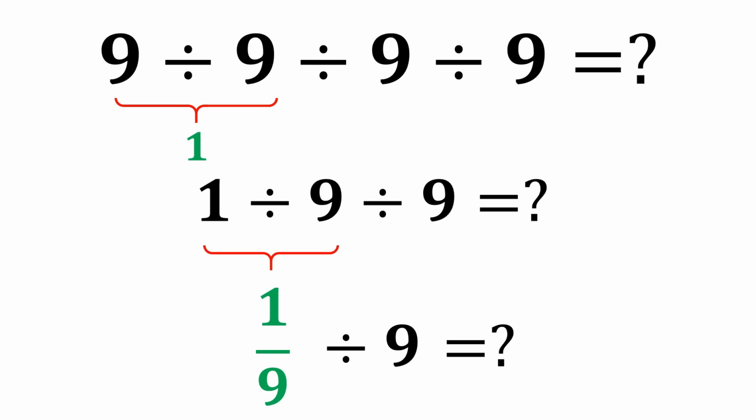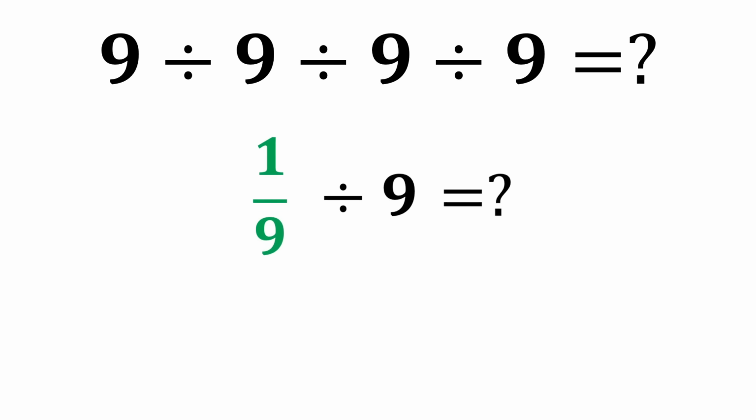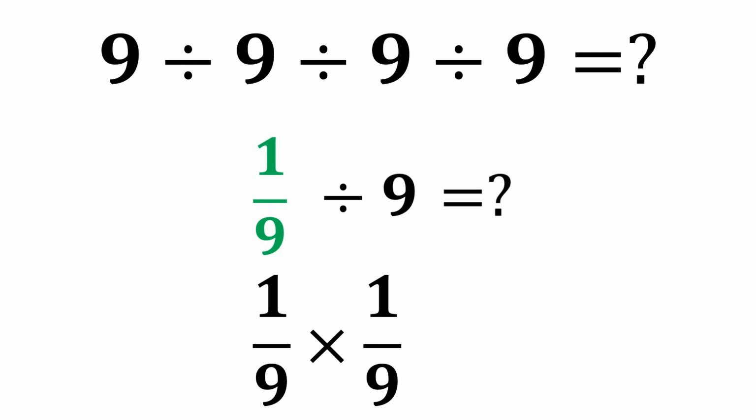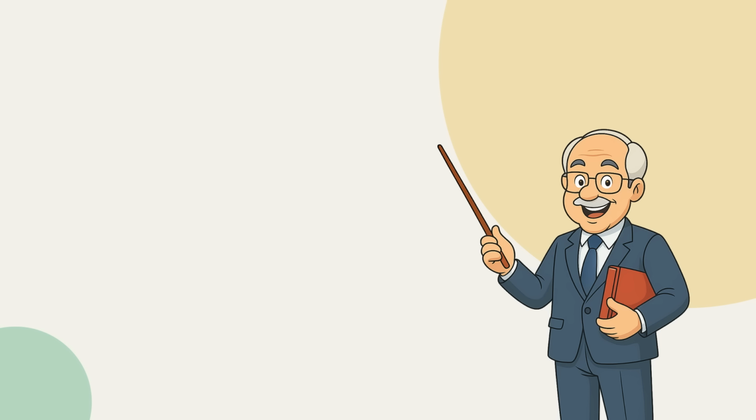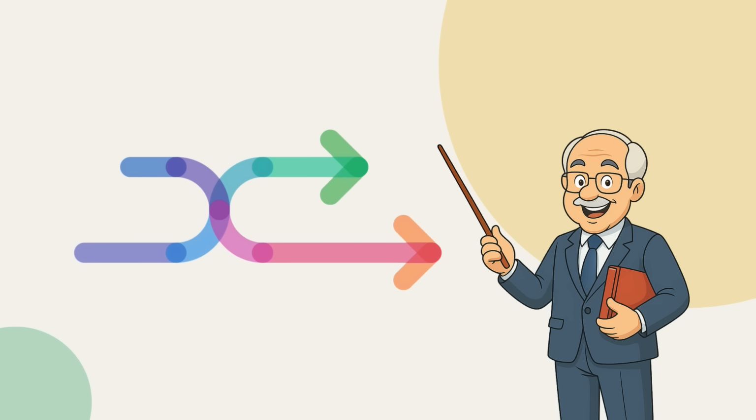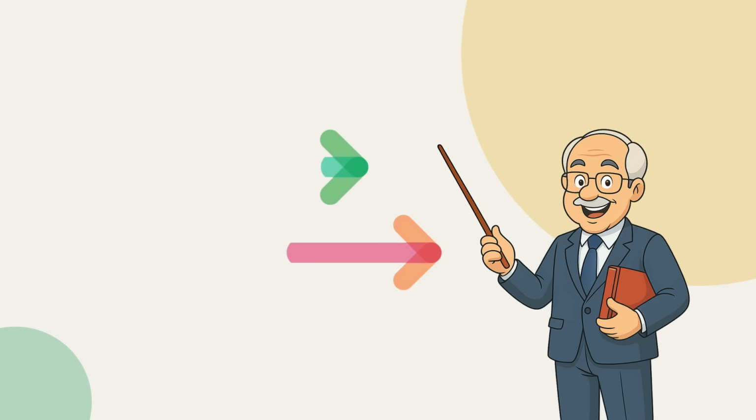Now we use KFC again. Keep 1 over 9, flip 9 to 1 over 9, and change division to multiplication. So it becomes 1 over 9 times 1 over 9, which equals 1 over 81. Done. The correct answer to the last question is 1 over 81. Now that we've seen 5 classic traps, you can probably understand why these simple-looking problems go viral. Your brain loves shortcuts, but math loves rules.